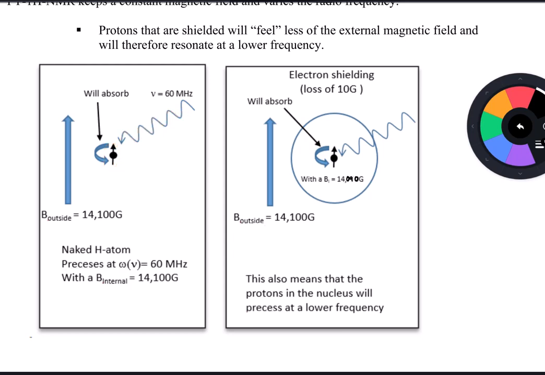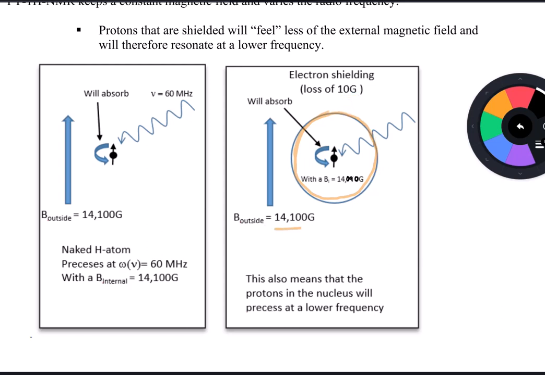Now, most of the time, we have hydrogens that are in chemical environments with bonds and connected to carbons, and carbons connected to halogens and all sorts of things. So we have an electronic environment around those protons. Electrons move around, and when they move, they generate a magnetic field. So over here, let's shield our nucleus with an electronic cloud, right? And so let's just say, for the sake of doing this problem, that shielding causes a loss of 10 Gauss.